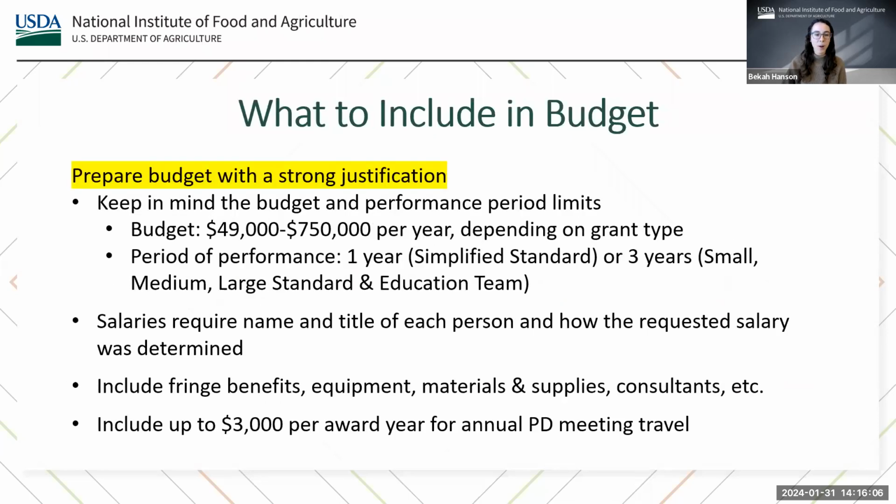Just really briefly, as the awards management team will go into this a little bit later, the budget, to prepare your budget with a strong justification, to bear in mind those differences in funding amounts. So if you're applying for a simplified, that's going to have that max amount of $49,999, all the way up to those standard grants up to $750,000 per year, or sorry, for the whole project should be $750,000 for the 3 years of the project. Sorry about that typo. And then also to include $3,000 per award year for annual PD meeting travel.